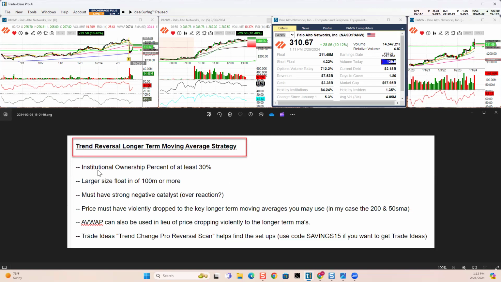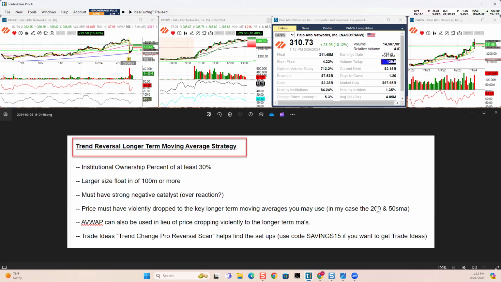Again, look on the bottom of the screen. Yes, price did violently drop to the key longer term moving averages. I personally use the 200, back to the chart, the 200 is the blue. And I also use the 50-day moving average, which is the maroon. Now we are talking longer term moving averages here. All right, so that's what we want to see.